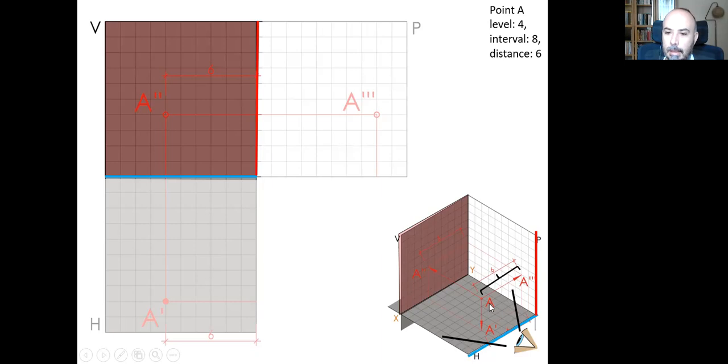And here, to draw the projection of point A, I need this length, the perpendicular length between A and the profile projection plane. This is the distance that I have just used.